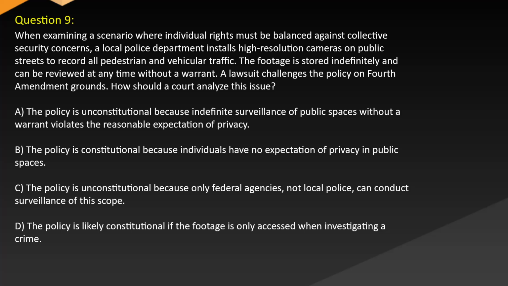A. The policy is unconstitutional because indefinite surveillance of public spaces without a warrant violates the reasonable expectation of privacy. B. The policy is constitutional because individuals have no expectation of privacy in public spaces. C. The policy is unconstitutional because only federal agencies, not local police, can conduct surveillance of this scope. D. The policy is likely constitutional if the footage is only used when investigating a crime.